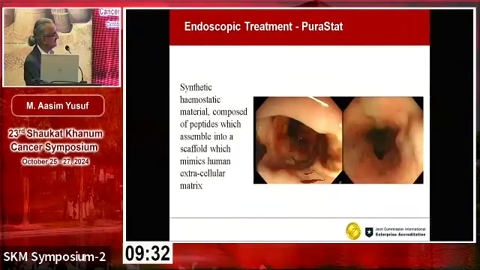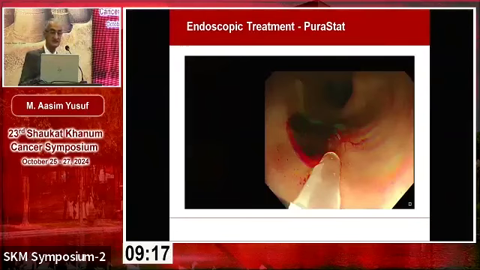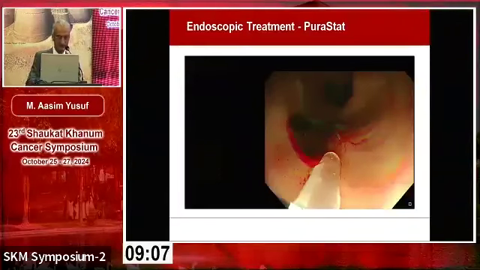And these are ulcers in the lower esophagus in a patient who's had banding for varices. Post-banding ulcers are not uncommon and often will bleed again, and that's not a variceal bleed, that's an ulcer bleed. So what you do with Puristat is, it's a gel, and you inject it through a catheter directly onto the surface of the ulcer. It can do one of two things, because the gel solidifies within minutes.